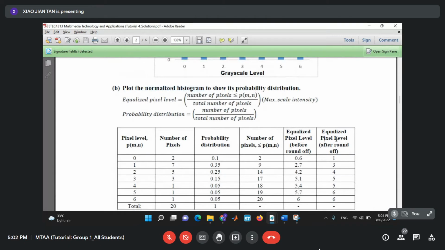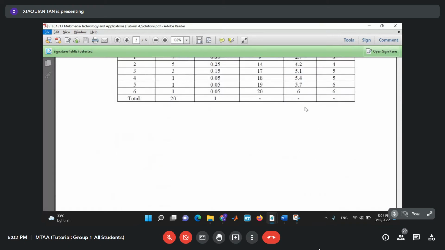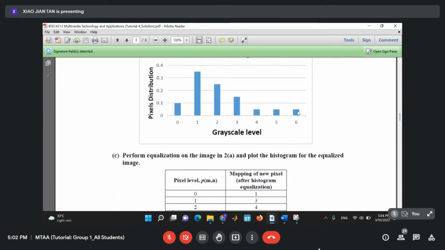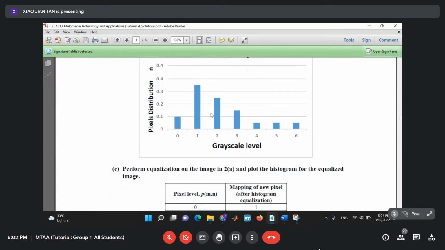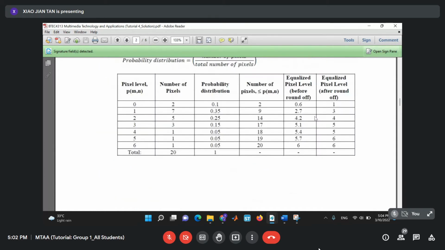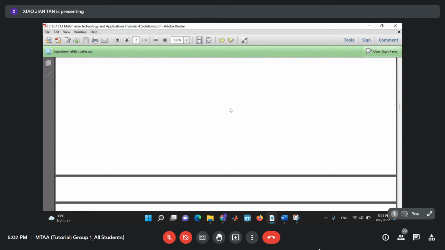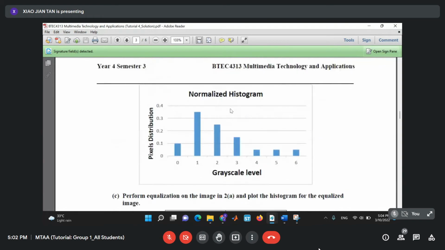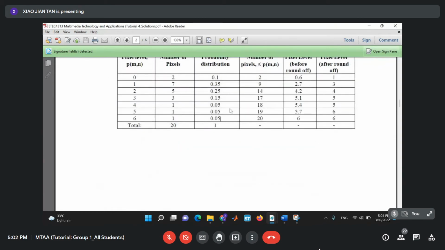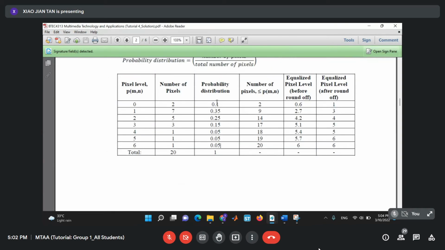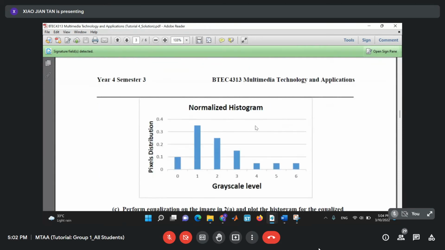Normalized histogram. You need to plot the normalized histogram. The normalized histogram would be this one, and the values here should follow this, because this is the probability distribution. You check, is it correct? Yes, correct. You use this value, which is the value after you normalize. So that's all for B.